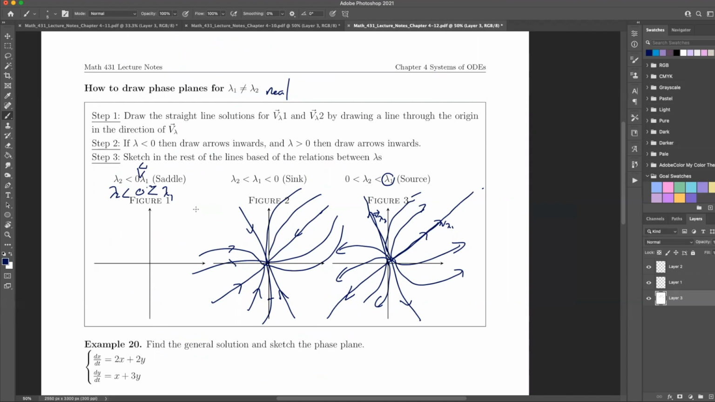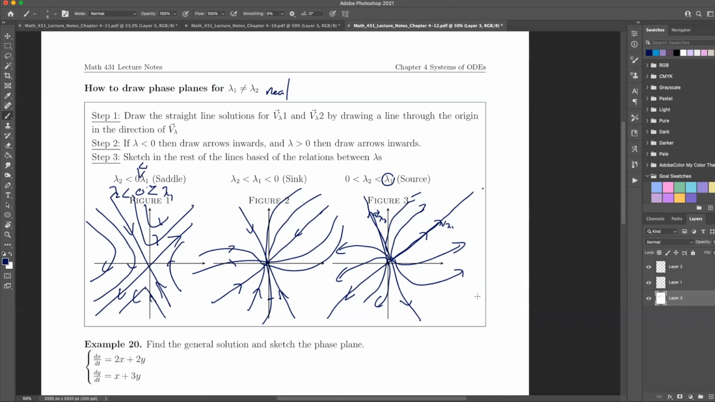If it's a saddle, I'm going to just do an X for the saddle. If I have one pointing out and the other one pointing in, so one negative, one positive, the other solutions just go in and go out and follow the saddle. So just like this. And then the arrows go this way for that one, and this way for that one.